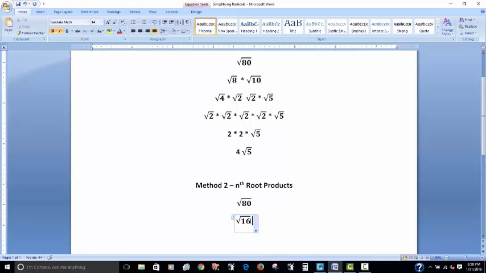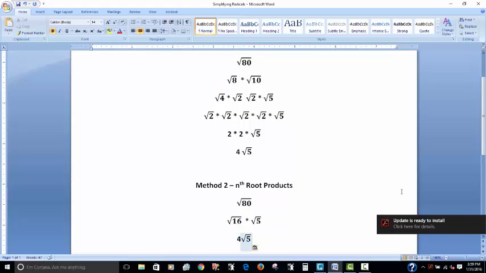Radical 16 times radical 5, because 16 times 5 is 80, and 16 is a perfect square. So now I know that the square root of 16 is 4, and then radical 5 does not simplify any further. So 4 radical 5 is my answer. So that's the second method, using the nth root of the products.